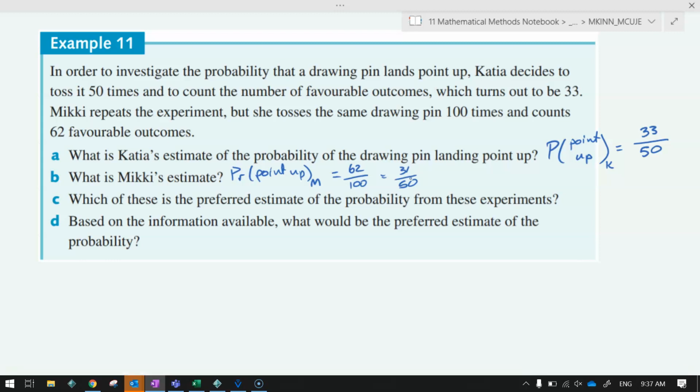Which of these is the preferred estimate of the probability from these experiments? Have a think for 30 seconds and then tell your answer to the person next to you and see if you agree. Have a think first.